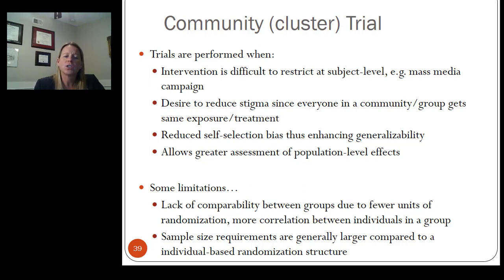But they do have limitations, including the lack of comparability between groups due to fewer units of randomization. So there's more correlation among individuals in a group. And henceforth, these studies require much larger sample sizes to deal with the limitation with respect to the lack of individual-based randomization.